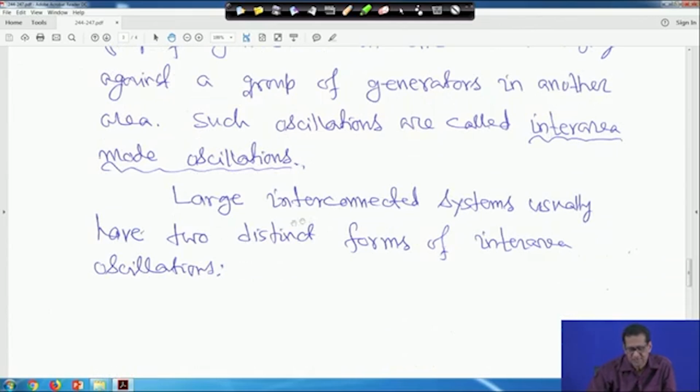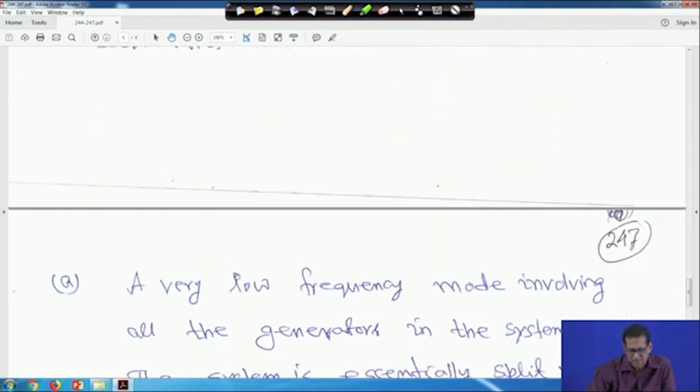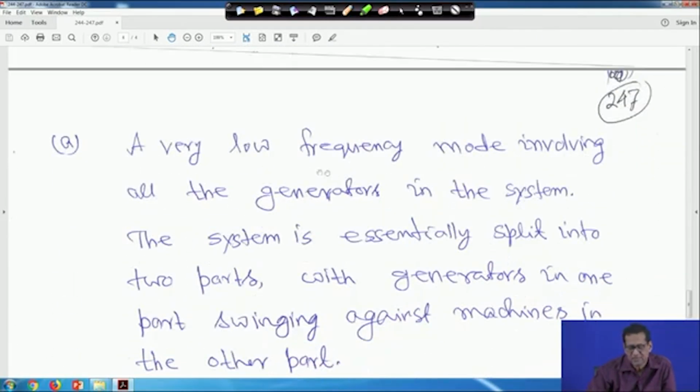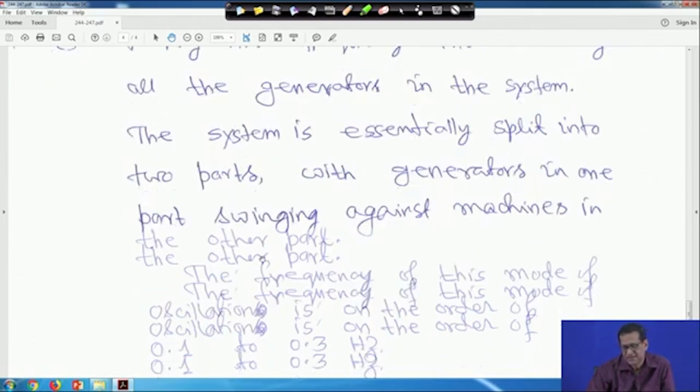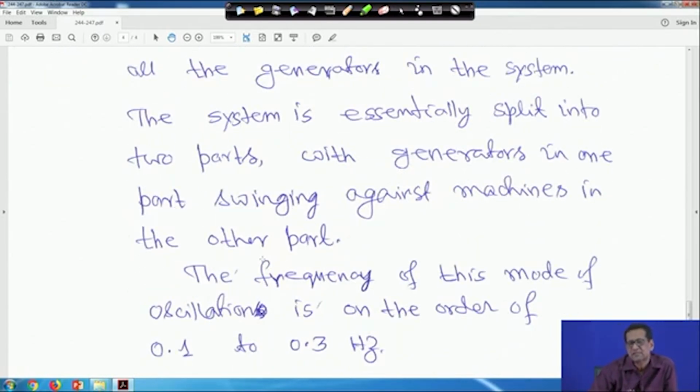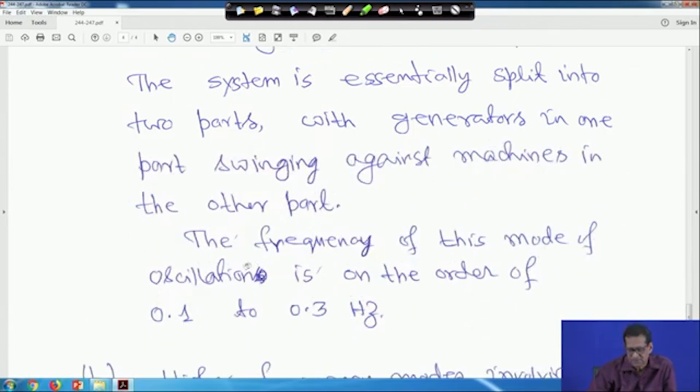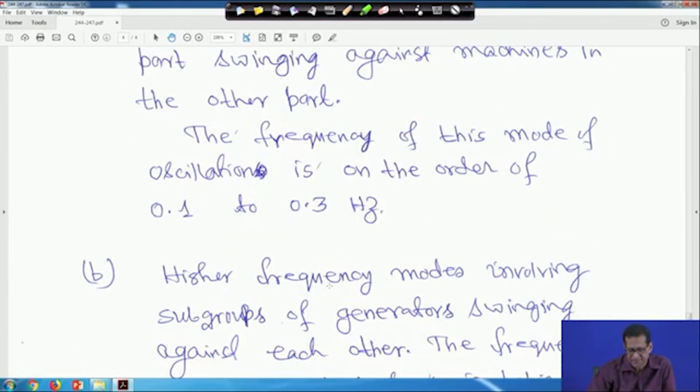Large interconnected systems usually have two distinct forms of inter area oscillations. First one is a very low frequency mode involving all the generators in the system. The system is essentially split into two parts, with generators in one part swinging against machines in the other part. That means a group of generators swinging together against a group of machines in another area. The frequency of this mode of oscillation is on the order of 0.1 to 0.3 Hertz.